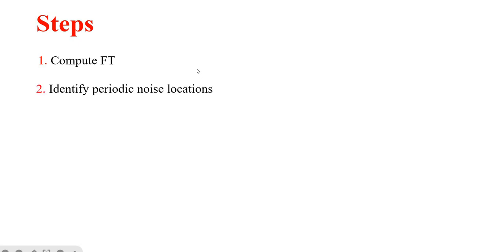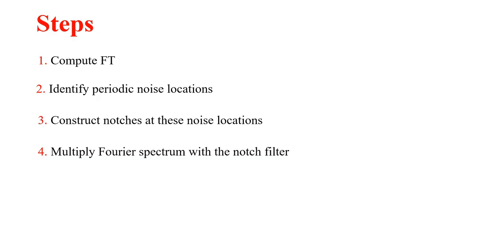Next we have the steps for the notch filter. The first step is to compute the Fourier transform of the image. The second step is to identify the periodic noise locations, usually the bright symmetric spikes. Then construct notches at those locations using one of the types of filters, either ideal, Butterworth or Gaussian. Now multiply the Fourier spectrum with the notch filter, and the last step is to find the inverse Fourier transform in order to get the restored image. These are the steps for notch filtering.